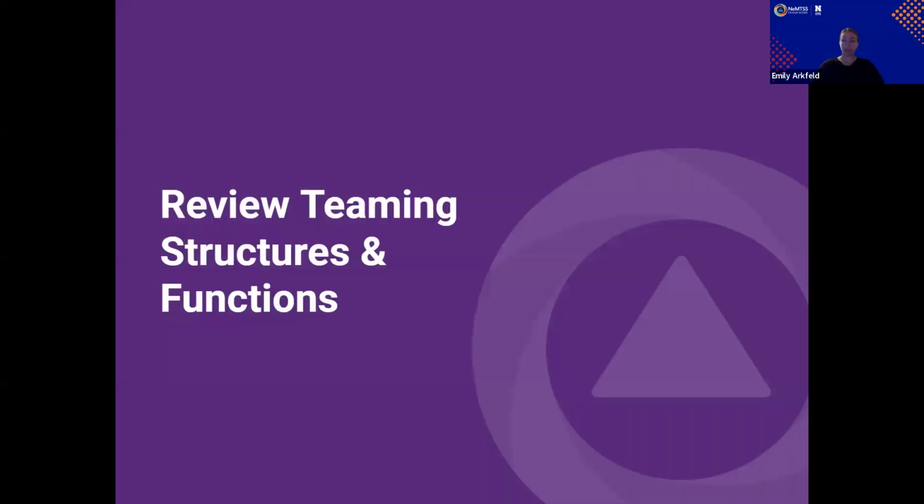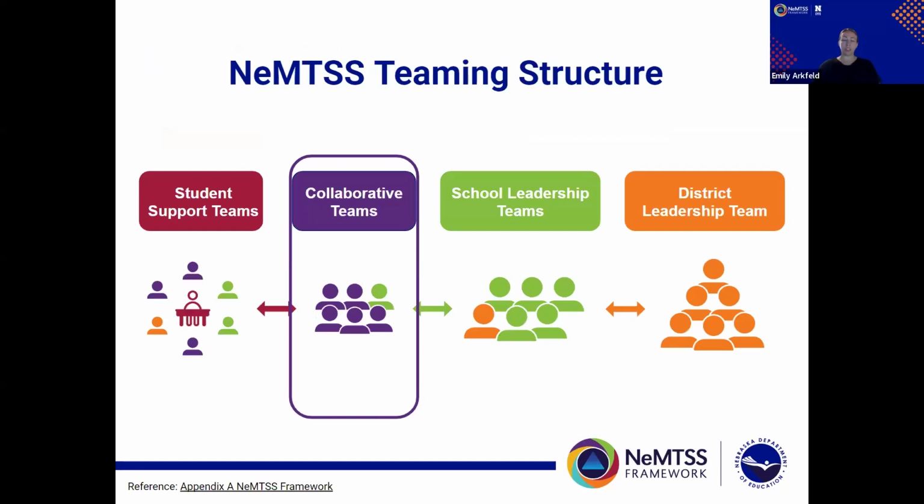We will start by reviewing teaming structures and functions. The strength of Nebraska MTSS comes from effectively engaging a variety of voices and perspectives to identify and support student needs. To do that, teams need to be set up effectively and able to work together. Through a multi-tier system of support, teams are established to analyze data, identify strengths and areas for improvement, and develop an action plan for growth.